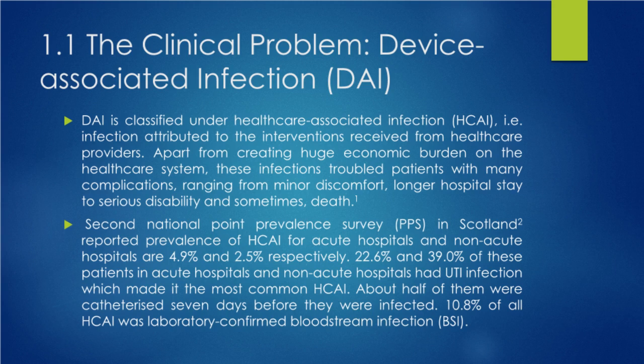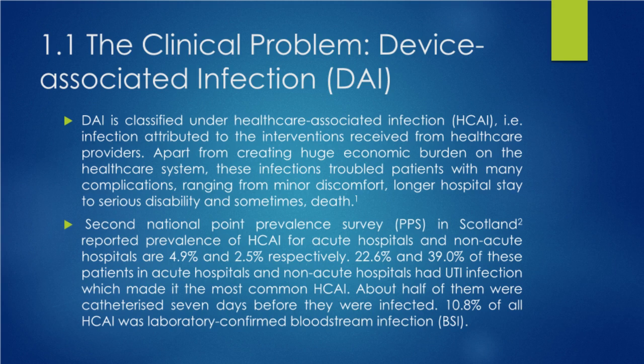The Second National Point Prevalence Survey (PPS) in Scotland reported prevalence of HCAI for acute hospitals and non-acute hospitals of 4.9% and 2.5% respectively. 22.6% and 39.0% of these patients in acute hospitals and non-acute hospitals had UTI, which made it the most common HCAI. About half of them were catheterized 7 days before they were infected.